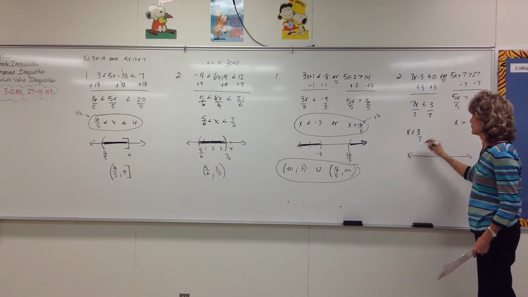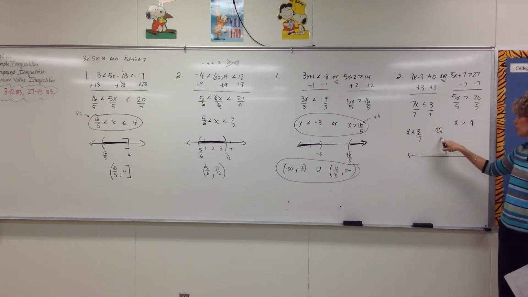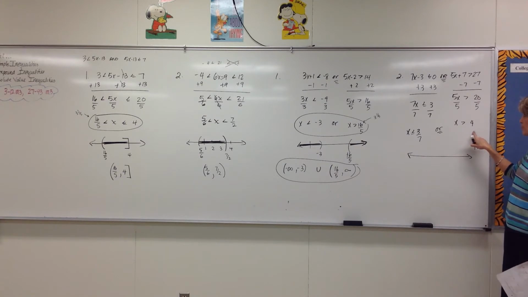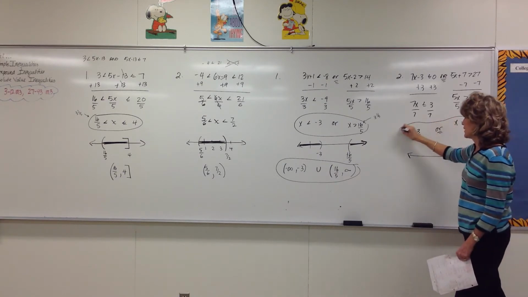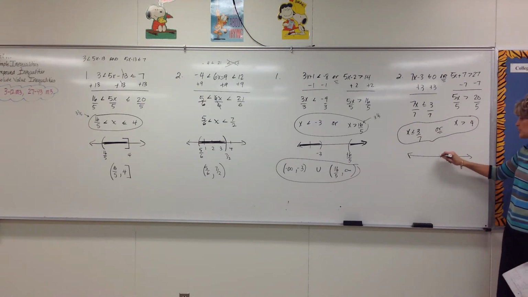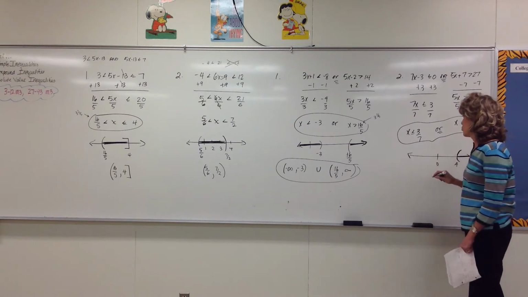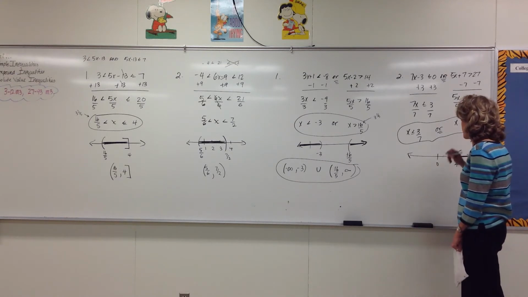Did you agree with me? x is less than 3/7 or x is greater than 4. There's the algebraic solution. I need a graphical solution. Give me 0 as a reference. Here's 4. Everything greater than 4 or less than 3/7.